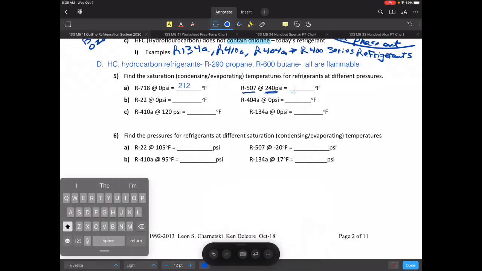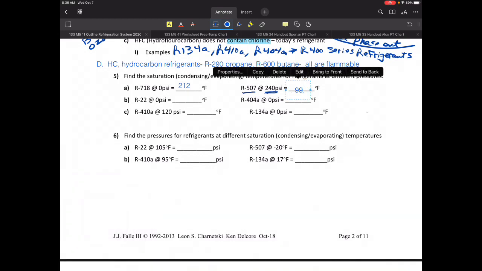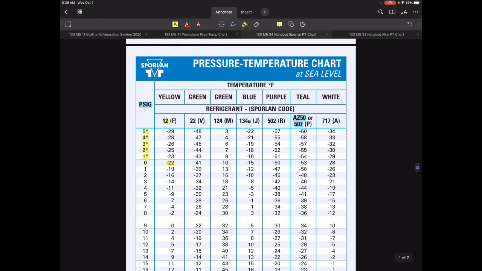And set that up, and that's 99 degrees Fahrenheit. Okay? All right. So let's take a look at R22 as the next one. So R22, and again, I'm going to go back to my chart. So I have 0 psi.